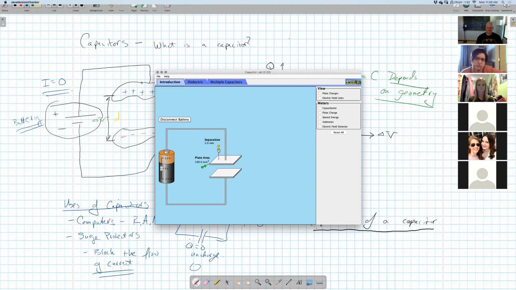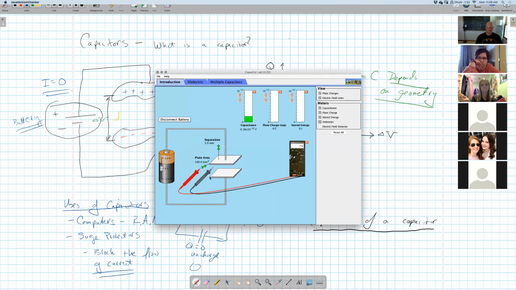The separation distance between the two plates goes anywhere from 5 millimeters up to 10 millimeters, and you can also play with the plate area. So basically you're just playing with the geometry, okay? What I want you to do is turn on all of these things: the plate charge, the electric field, the capacitance, the stored energy, and the plate charge measures how much charge is across the plates. And then finally turn on the voltmeter as well.